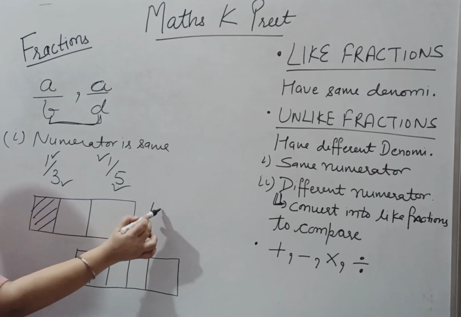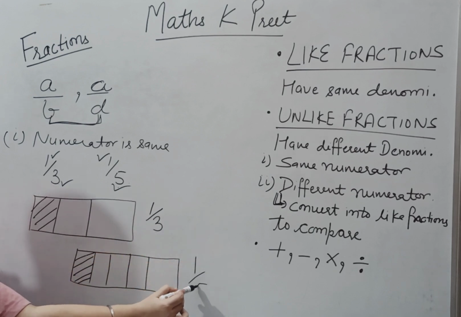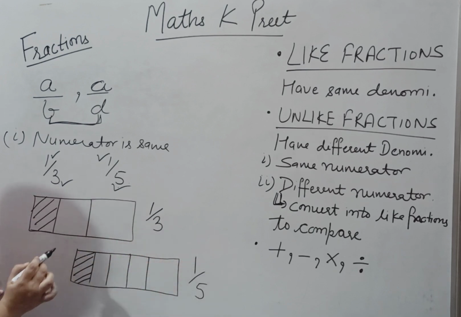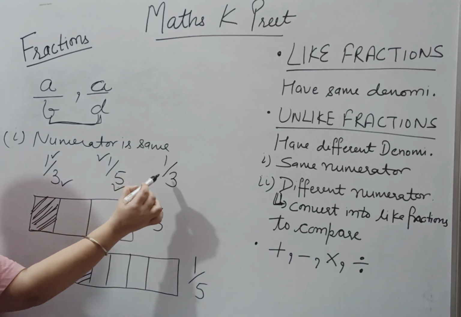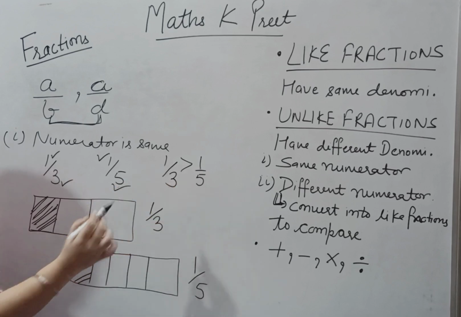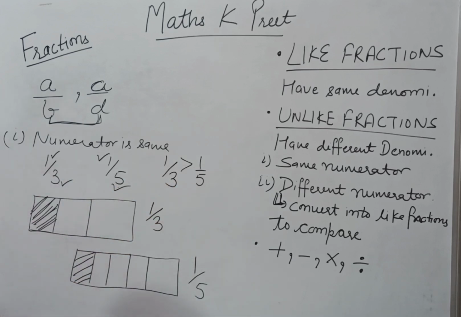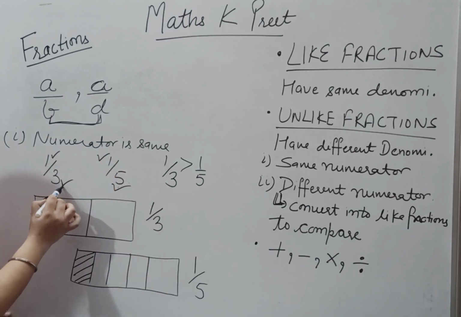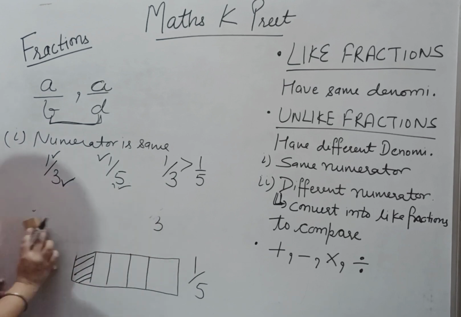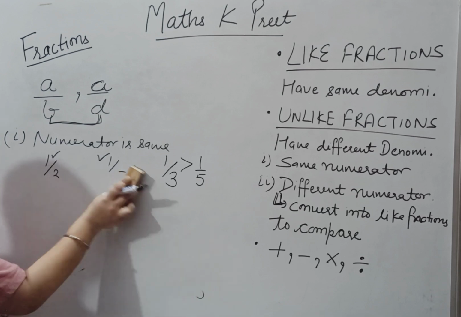So this is the diagram for 1 by 3. This is for 1 by 5. The whole is the same, of the same length. So which one is greater? Clearly 1 by 3 will cover more distance because the parts are fewer here. So 1 by 3 is greater than 1 by 5. So the result is what? For unlike fractions with the same numerator, the fraction with the smaller denominator will be greater than the other one.